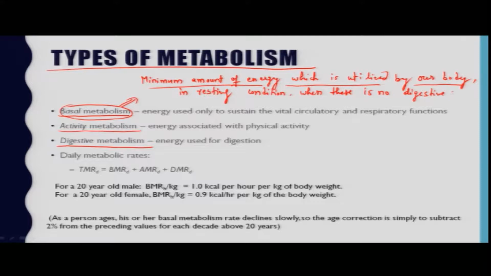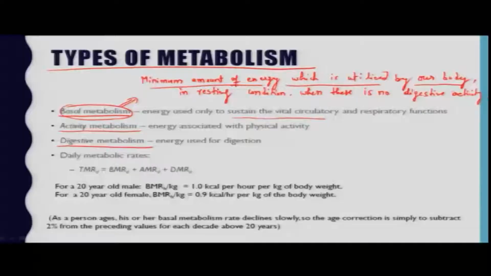That particular energy is known as basal metabolism. In other words, this is the minimum amount of energy required just to sustain the body. It is not involved in any kind of digestive activity or physical activity. This is just to sustain our body, so only the circulatory and respiratory functions need to be conducted within the body. The energy used only to sustain the vital circulatory and respiratory functions is known as basal metabolism.